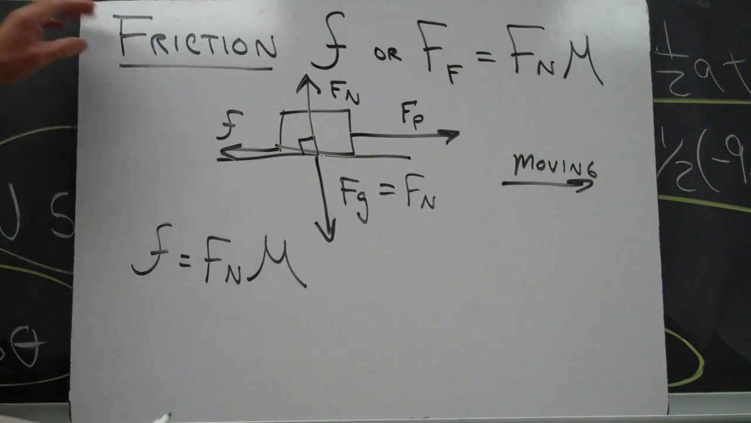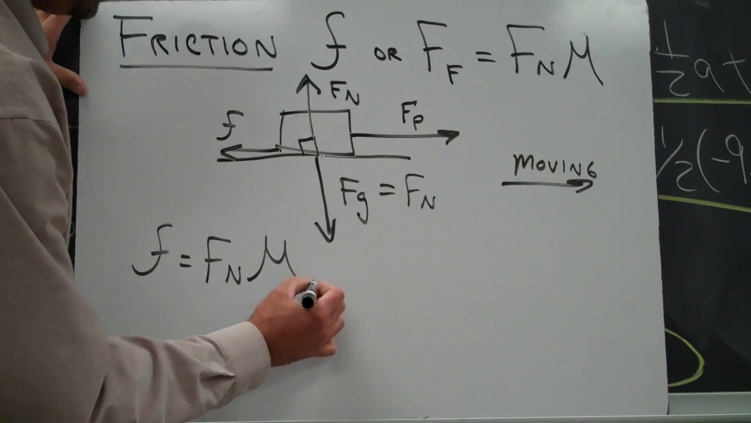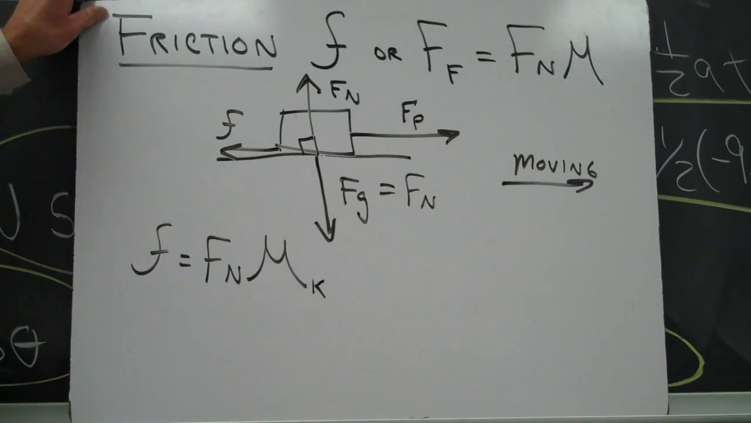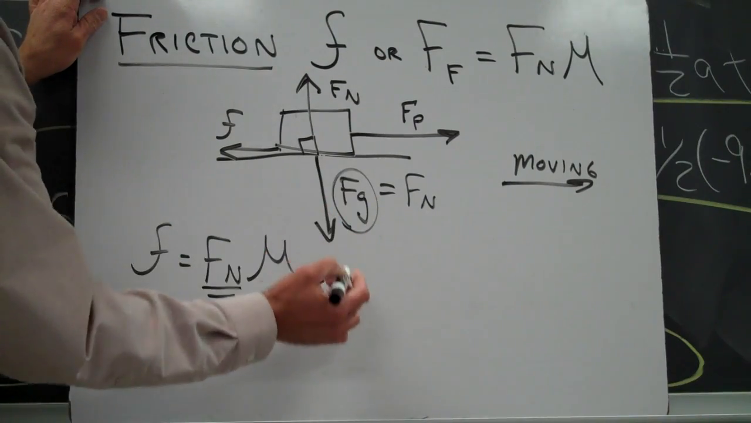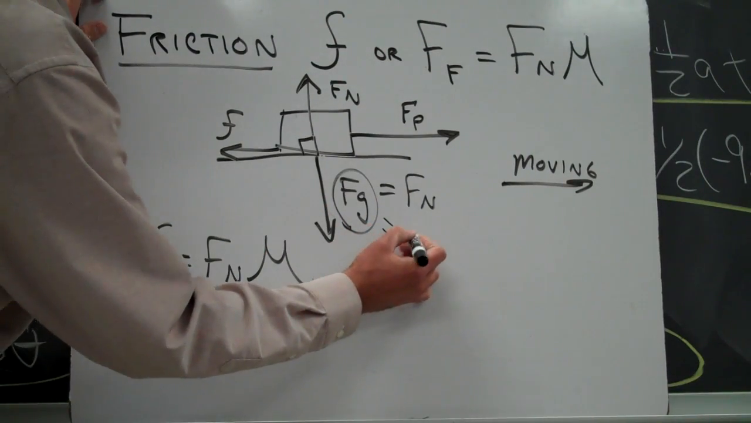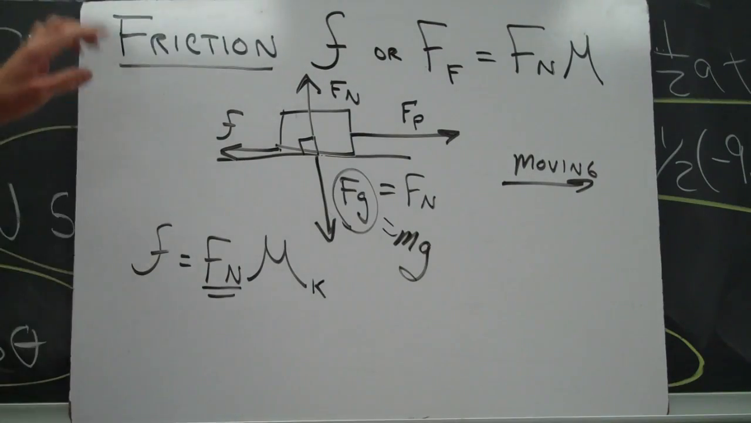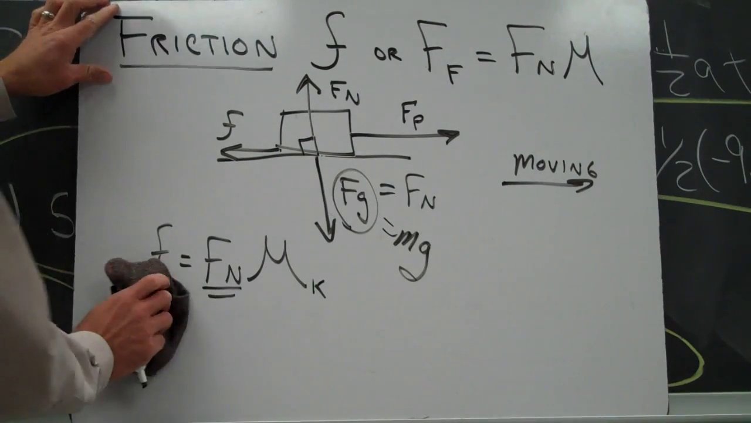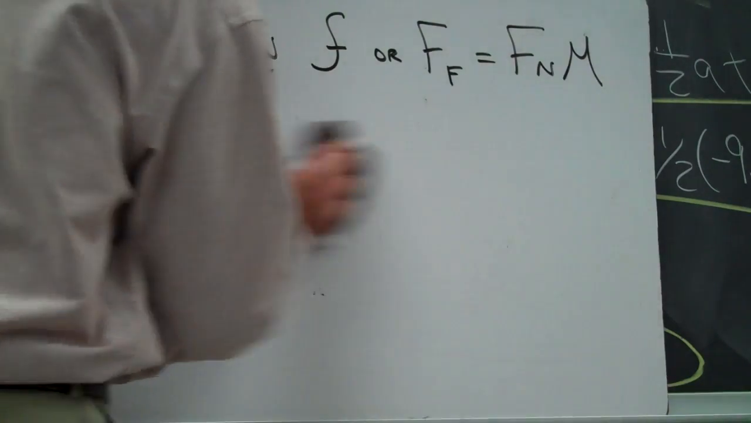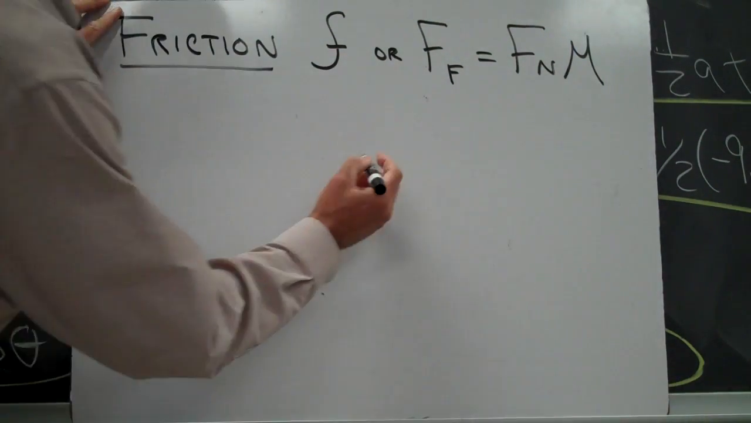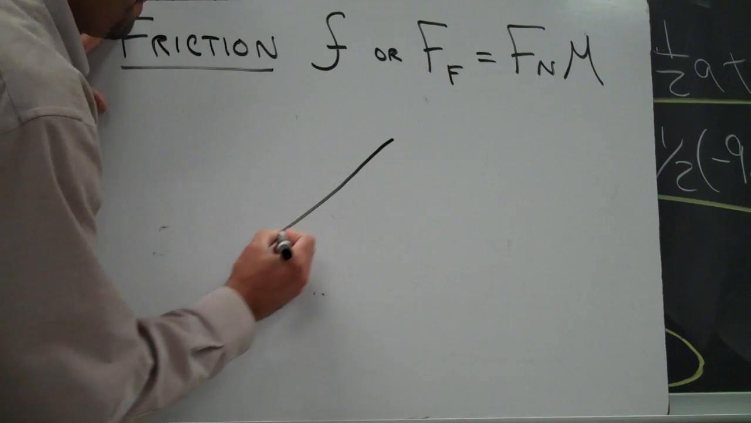But in this case our object is moving, so we would be looking at a coefficient of kinetic friction here. And we would calculate that based on the normal force, which is of course equal to the weight of the object, that's equal to mg. Now, if this were at an angle instead, our frictional force decreases because our normal force decreases.